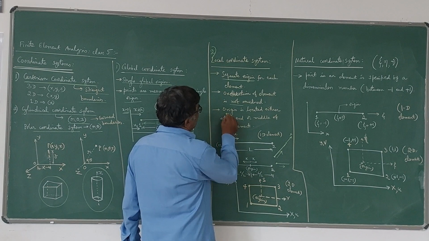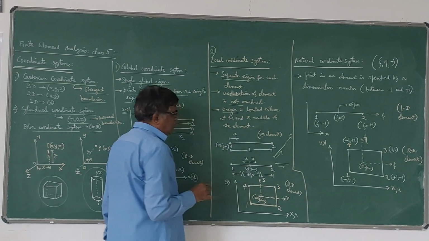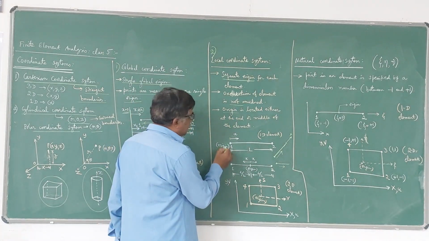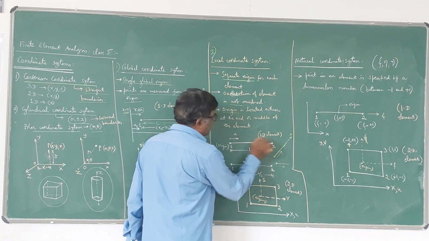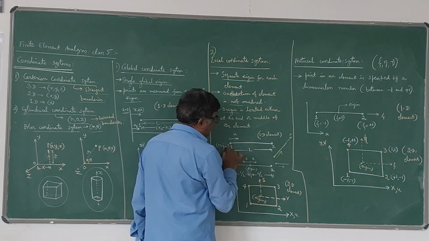And the third one is that the origin is located either at the end or the middle of the element. So you can choose the origin at the end. For example, this is a one-dimensional element, a bar element, where this is the end, this is the end. These two are the nodes, 1 and 2 are the nodes.